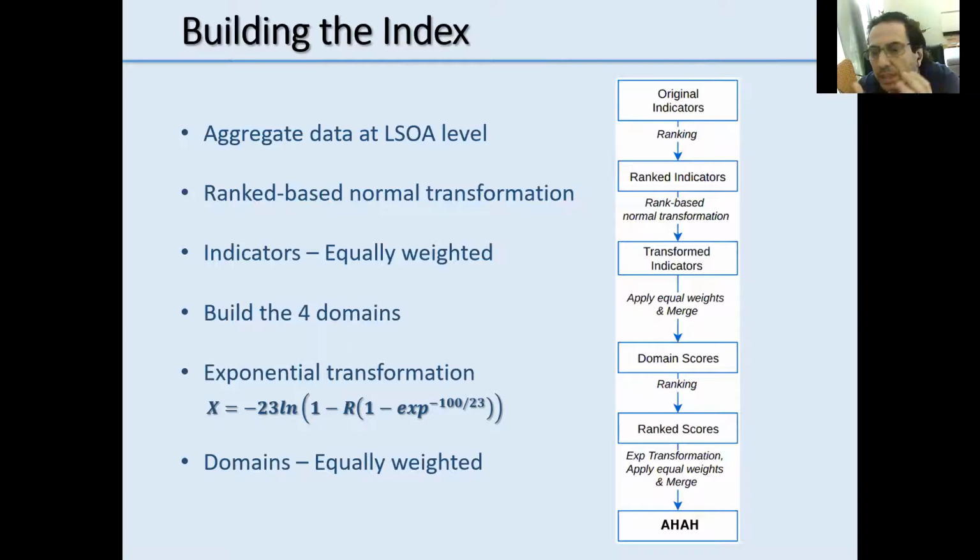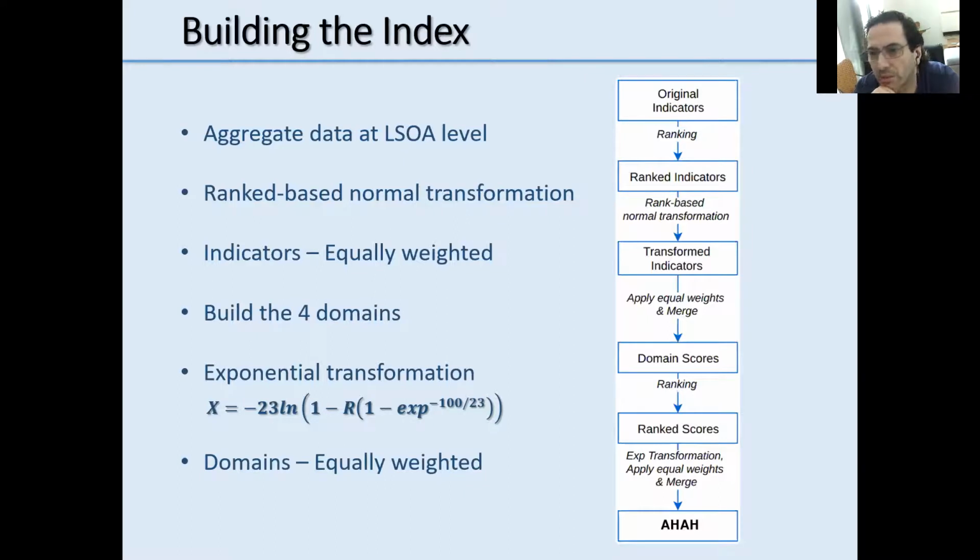So you just create ranks for each of your variables, and then you create a rank-based normal transformation, and this gives you the ability to merge these indicators together. There are other methods like Z-scores, which is the most common one. But as I said before, Z-scores can be very sensitive to the distributions of your data. So that's why we selected ranking, because the distributions were quite different between our domains.